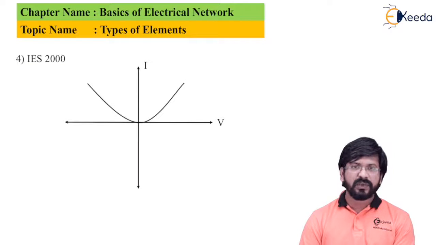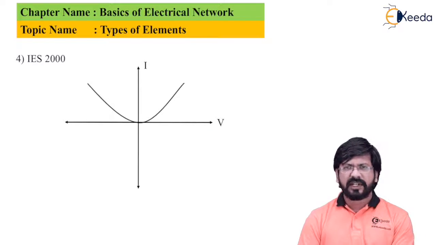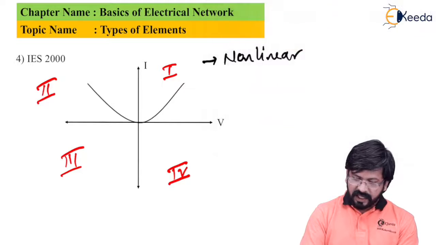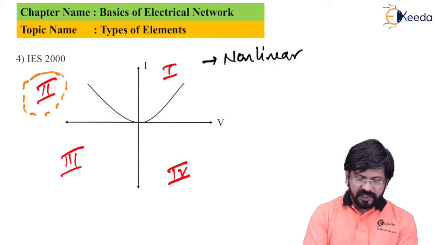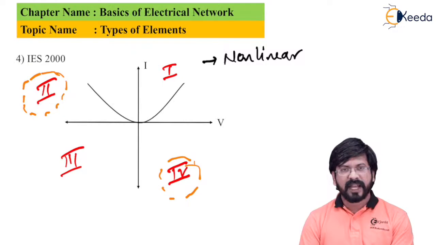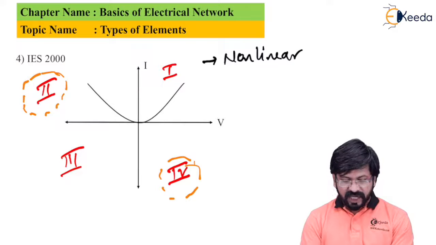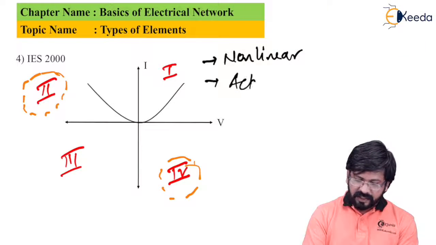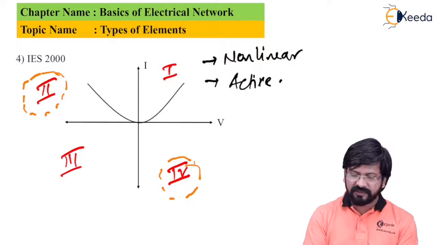The fourth problem is an IES 2000 problem. As you can see from the problem, it is not a straight line passing through the origin, so it is a non-linear characteristic. Let us mark the quadrants: first quadrant, second quadrant, third quadrant and fourth quadrant. As I said in the earlier problem, you always have to keep an eye on the second quadrant and fourth quadrant. Have you seen some characteristic in the second quadrant and fourth quadrant? Yes, the characteristic is falling in the second quadrant and fourth quadrant. It is a clear indication that it is an active element. So the second conclusion is that this characteristic belongs to an active component.